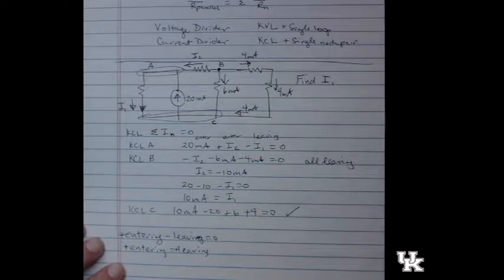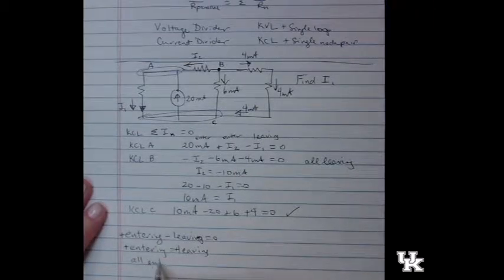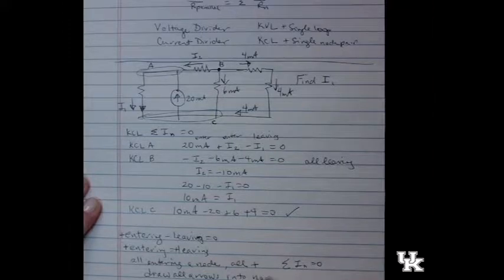All right, there's another way to do this where you could draw your arrows so that they're all entering a node and all positive. So you would have basically the sum of the currents equals 0, where you treat all of them as entering the node. You would draw all the arrows into the node. So a node would look like all the arrows coming in, and they would all be positive currents.